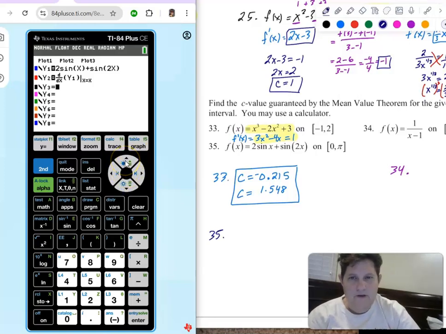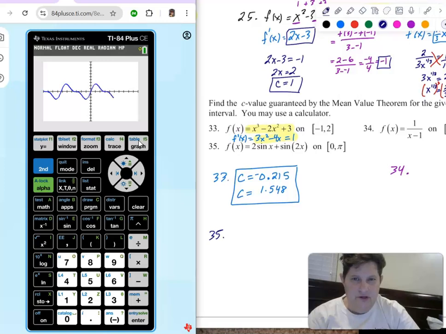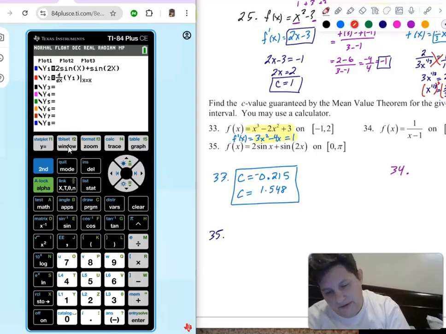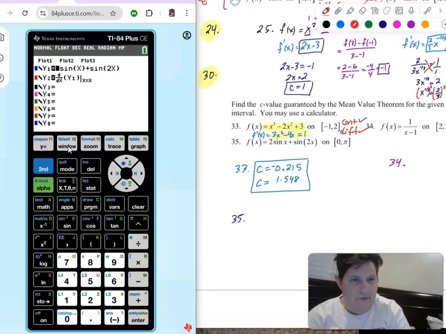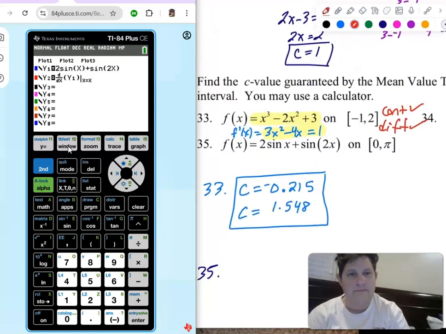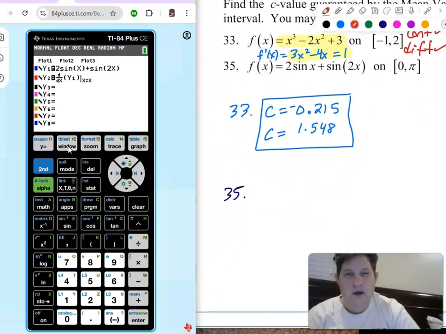Okay? So when I graph it, that's my original function. That's my derivative. The red one is my derivative. All right? But remember, mean value theorem says we got to do derivative equals slope. Oh gosh, that's continuous and differentiable. Okay, this one is also continuous. And 34 is also continuous and differentiable because it has a vertical asymptote at 1, but that's not in my interval.